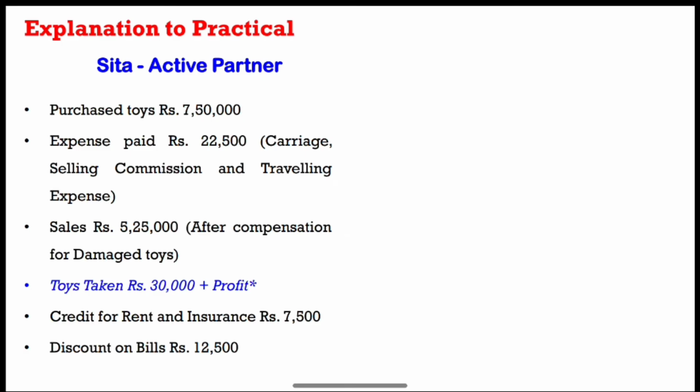See here, let us simplify the transactions given. The practical example, given entirely in words in a table and paragraph, let us simplify it. Sita, active partner: purchase of toys rupees 7,50,000, expenses paid 22,500, sales rupees 5,25,000 after compensation for damaged toys, toys taken 30,000 plus some profit. This profit we need to calculate. Credit for rent and insurance and discount on bills, that is 12,500.